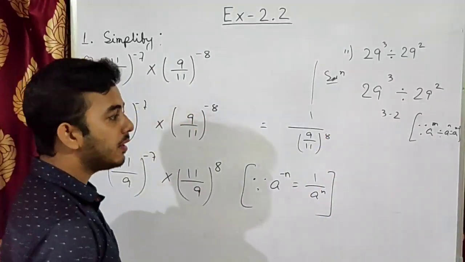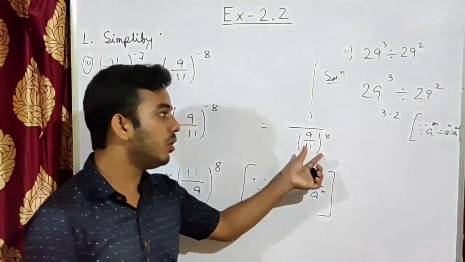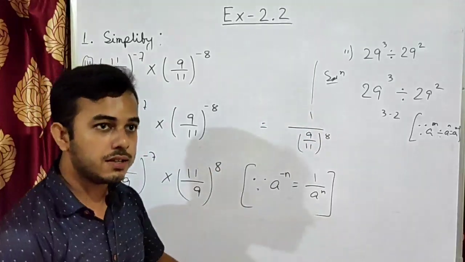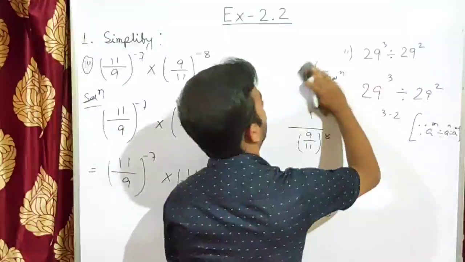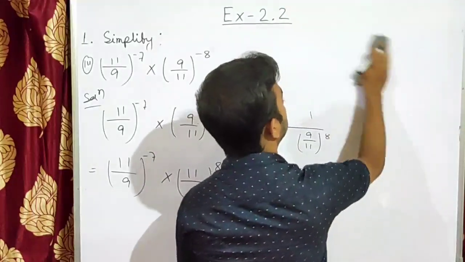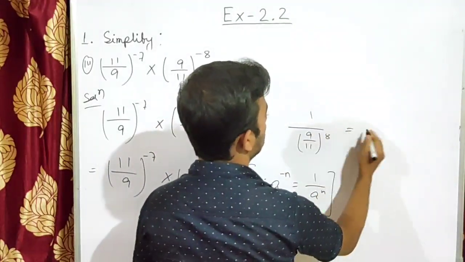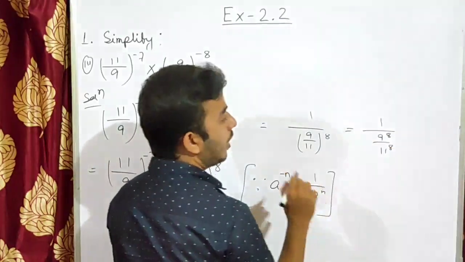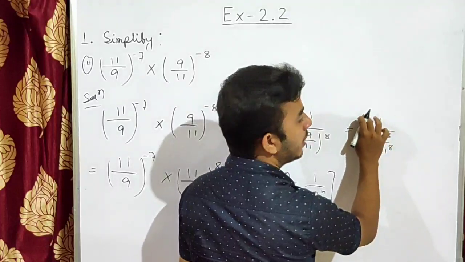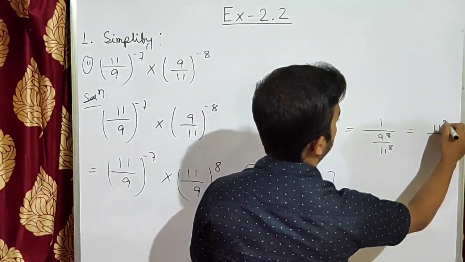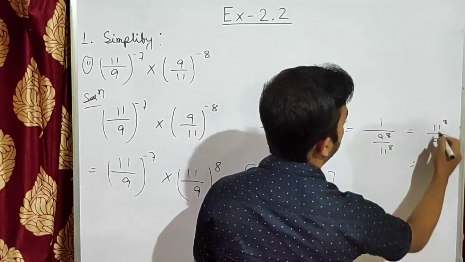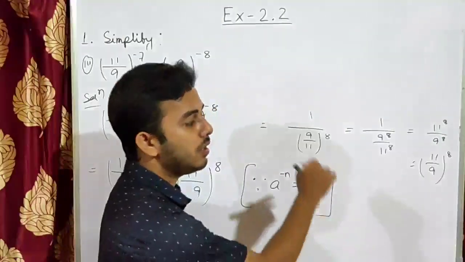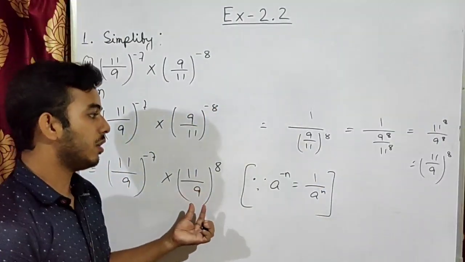Okay, clear? Now this 11 will get reciprocal, this 11 will go to the numerator. Clear, isn't it? Look, two more steps and you will understand. Now this expression we can express like this also, 9 to the power 8 by 11 to the power 8. Now this 11 will go to the numerator, like this, it will be 11 to the power 8 by 9 to the power 8. Now can we write this as 11 by 9 common to the power 8? Yes, so I have written this one.